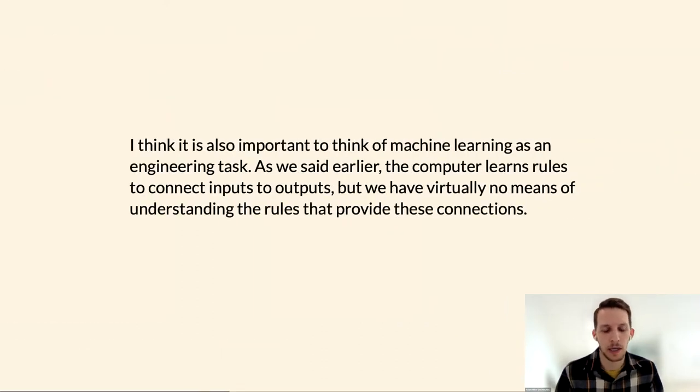I also think, and this is a point that I like to really emphasize every time I'm teaching about machine learning, that it's very important to think of machine learning as an engineering task. Okay. So as we said earlier, the computer is under the hood learning rules to connect inputs to outputs, right? What the computer is not doing is learning a fundamental understanding. So like, here is a physical equation that explains why, if I have such and such inputs, this is the likely output, or this is going to be the output, okay?